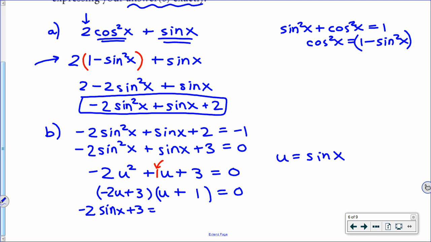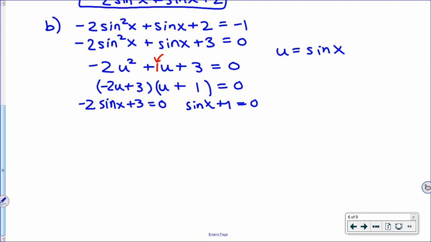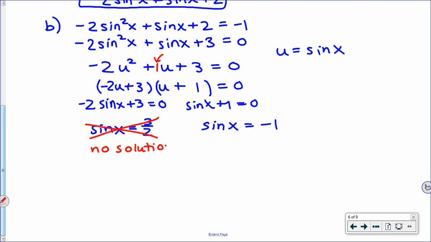And I'm going to set each of these factors equal to 0 and then see about solving this thing. So this is where the trig is going to come into play. So sine x equals, I'm going to subtract 3, divide by negative 2, and that's going to be 3/2. And over here, sine x is going to equal negative 1. It seems like we have a lot of work left ahead of us, but this, no solution. You cannot have a sine that is greater than 1.